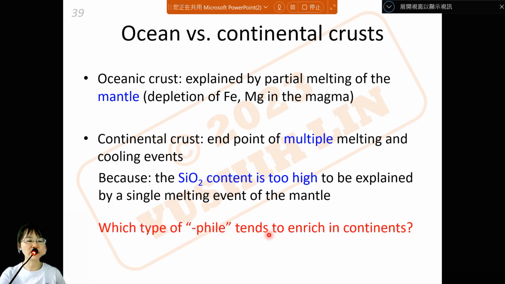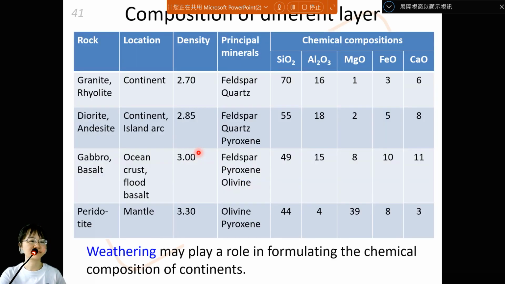What type of magma tends to enrich in continent? Magma will be enriched in continental crust. That is what I said. The continental crust has too much silicon. Therefore, from here to here, it is difficult to be achieved in one single partial melting event. It requires many different partial melting events to change its composition from here to here.